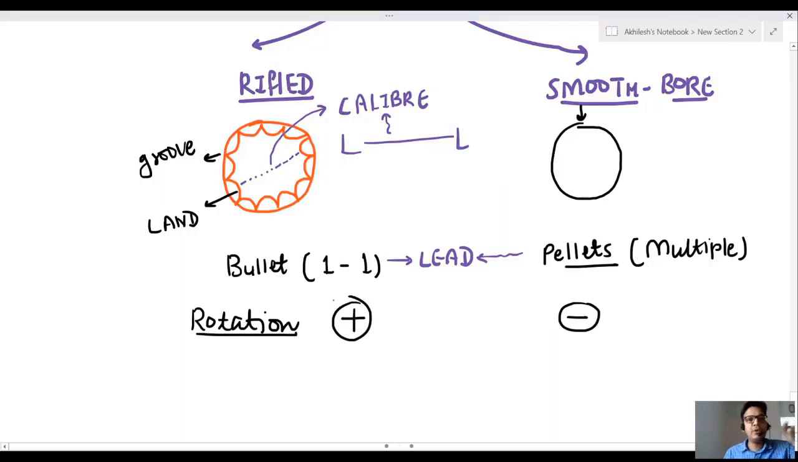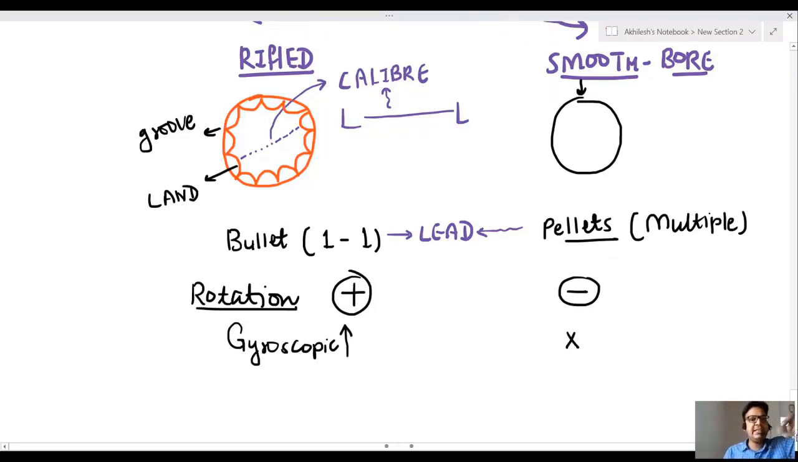Now, sir, because of rotation, there is increased gyroscopic moment. There is no change in the gyroscopic moment here. When there is an increase in the rotation and gyroscopic moment, the velocity is high. Here, velocity is low. That's why range is good in a rifled firearm, and here range is less.